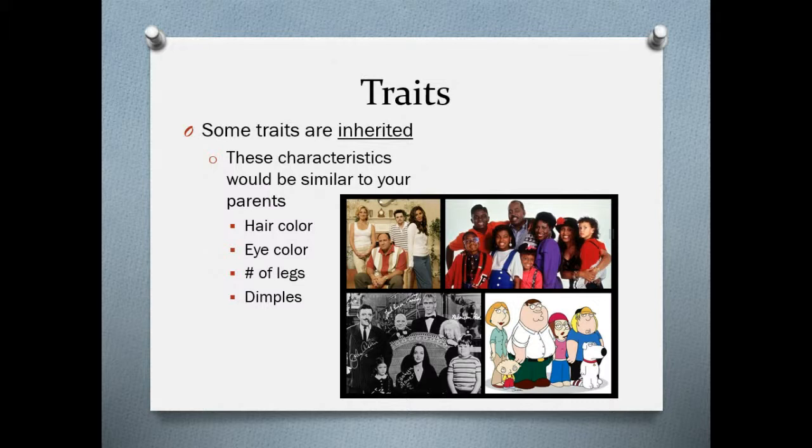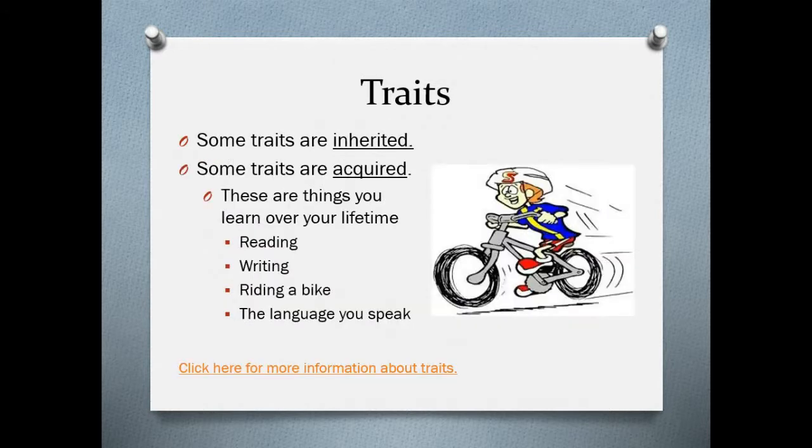Some traits are inherited. These characteristics are things that are similar to your parents, such as hair color, eye color, the number of legs that you have, or if you have dimples. Some traits, however, are what we call acquired traits. These are things that you learn over your lifetime. Things like reading, writing, riding a bike, or the language that you speak.